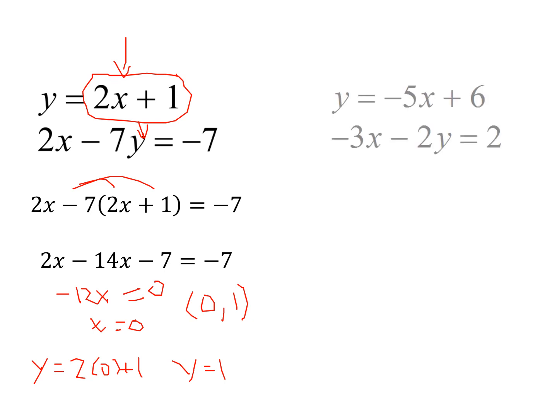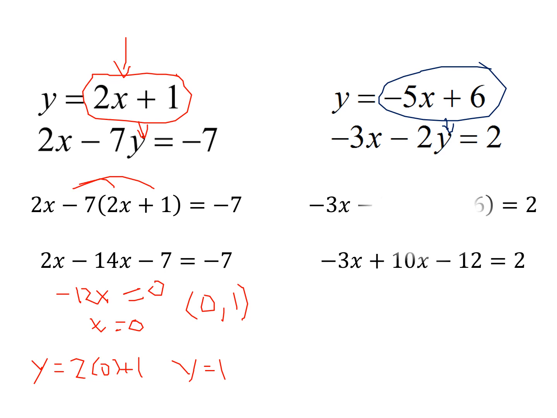Let's try our last example here. So y is equal to negative 5x plus 6. So again, it's always going to be y equals. That's the way I've got it set up. And so we're going to plug it in right here. So that negative 5x plus 6 is going to go in there. So that's going to give me negative 3x minus 2 parentheses negative 5x plus 6 equals 2.